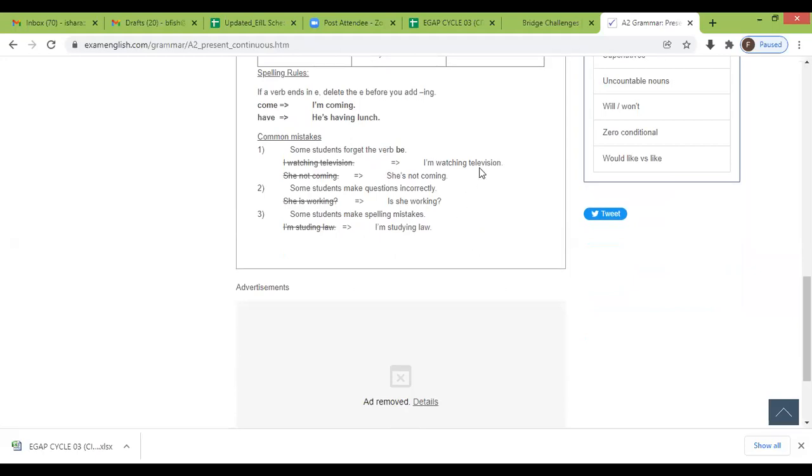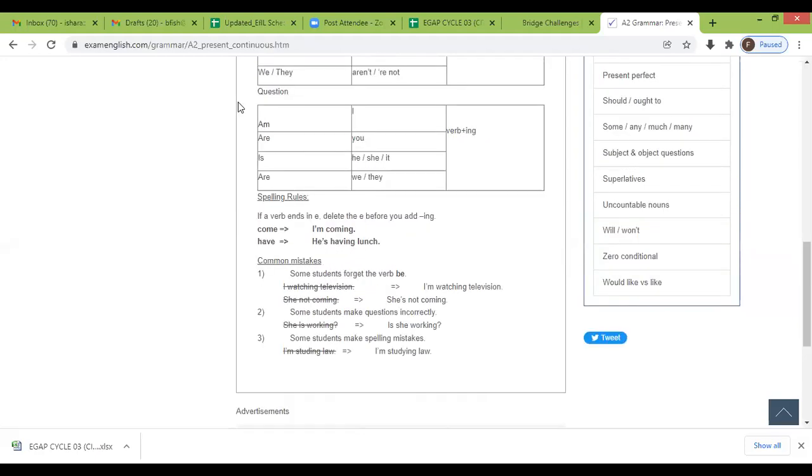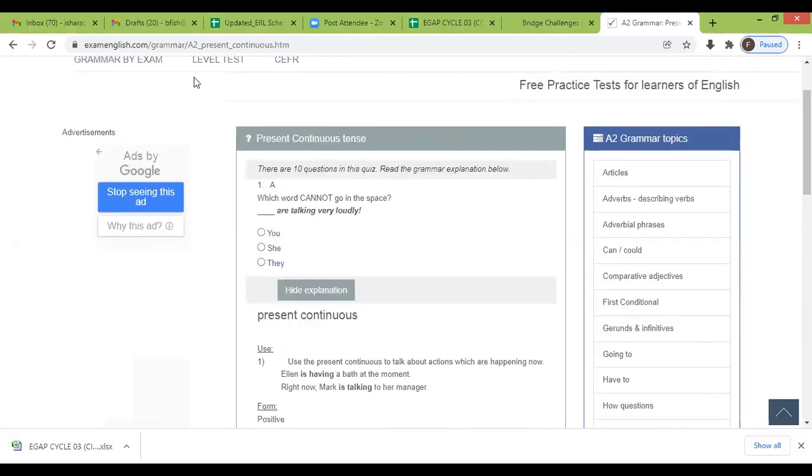So question forms are brought in and they have highlighted the common mistakes students make. Most of the time, many students write in this pattern, she not coming, because you forget the be verb. I told you earlier, even with was and were, this is something common that you make mistakes in. So always use the right be verb in front of the continuous tense verb. Okay. So this is on present continuous tense form. Let's go back and see the topic.